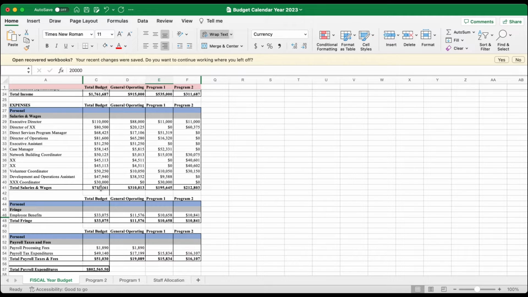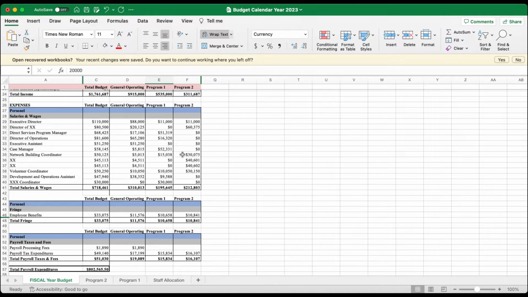And that's why it's not a set it and forget it. You've got to make sure that you come back and you're looking at things, you're reviewing, and you're updating as needed. And you also want to make sure that if you are having any kind of in-kind donations given to the organization, that you account for those as well.